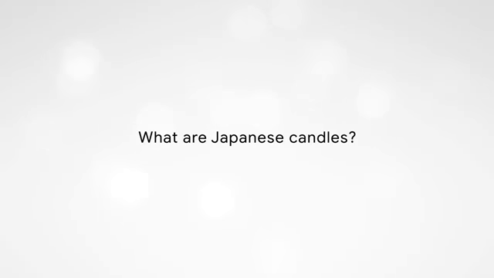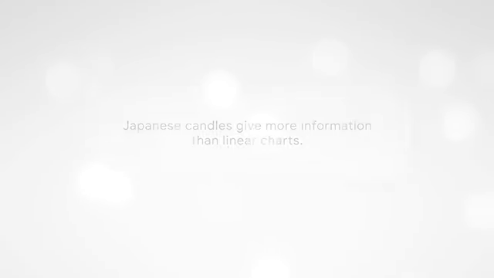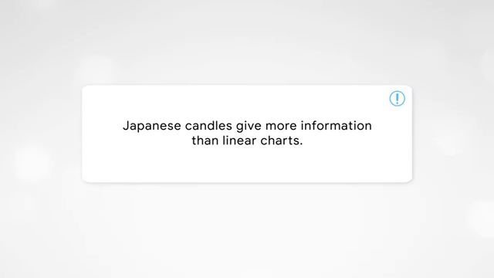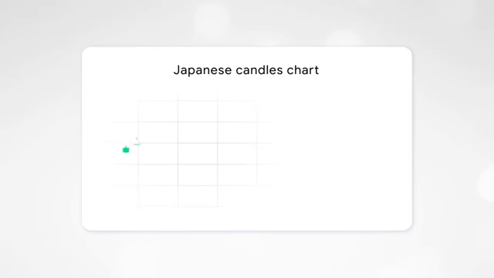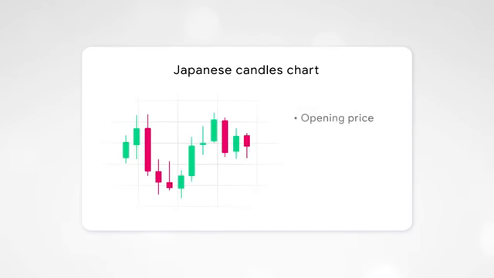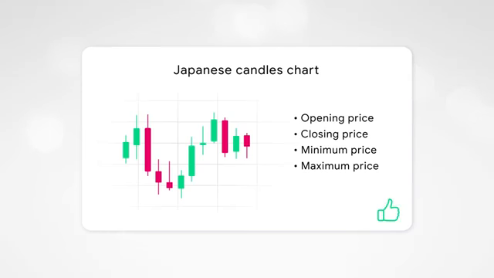What are Japanese candles? Japanese candles give more information than linear charts. On the linear graph, you can see only the closing price. On the other hand, the candlestick chart shows the opening price, the closing price, the minimum price, and the maximum for a certain time interval. Therefore, they are very popular among traders.